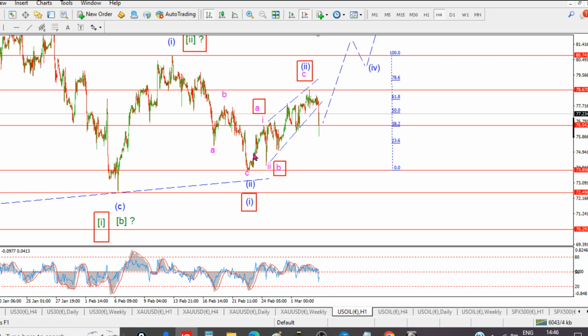So, a possible C wave rally, a possible ending diagonal, a possible wave 2 now in place at this high. So let's see.